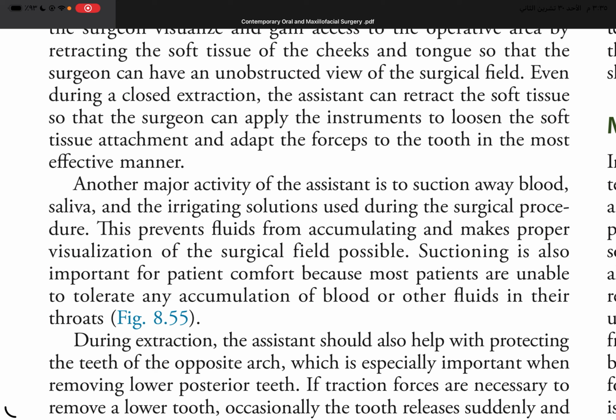Another major activity of the assistant is to suction away blood, saliva, and the irrigating solution used during the surgical procedure. This prevents fluids from accumulating and makes proper visualization of the surgical field possible. Suctioning is also important for patient comfort because most patients are unable to tolerate any accumulation of blood or other fluids in their throats.